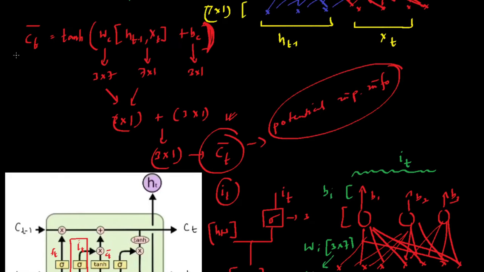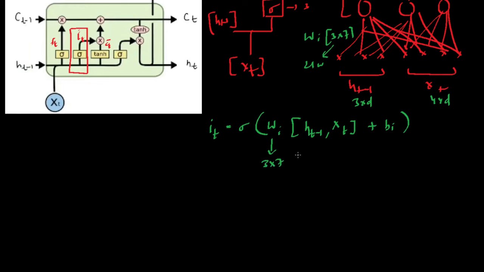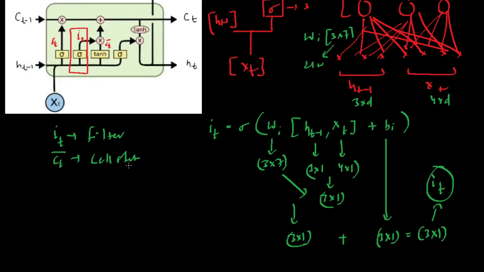Again, similar concept. If you want to write down the formula, I can write it down directly. I of t is the sigmoid function of W of I multiplied with [h of t minus 1, x of t] plus B of I. Now, what is this? This is a 3 cross 7 matrix. This is a 3 cross 1 matrix. This is a 4 cross 1 matrix. It's not multiplication, it's a concatenation, giving a 7 cross 1 matrix. Then this multiplied with W of I gives you a 3 cross 1 matrix, and then comes a 3 cross 1 bias matrix, and if you add it, your final output is a 3 cross 1 matrix, which is I of t. Now I of t is nothing but your filter, and ct dash is your candidate cell state.